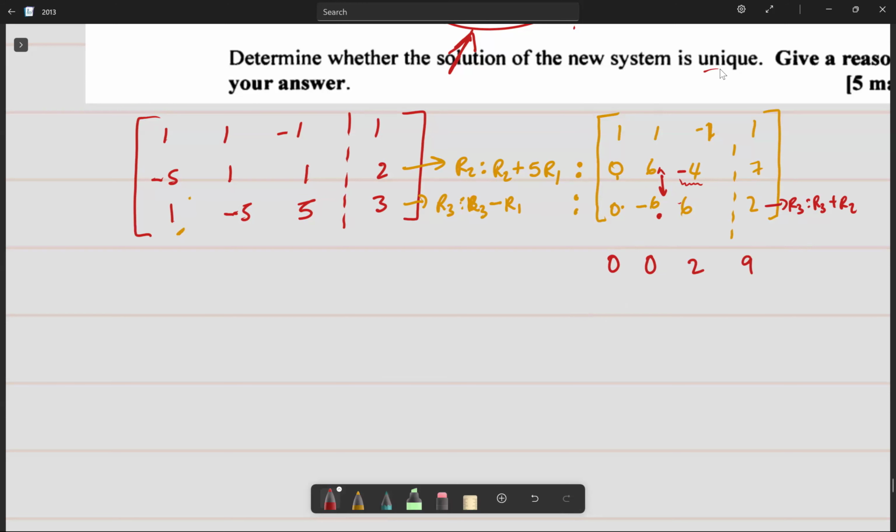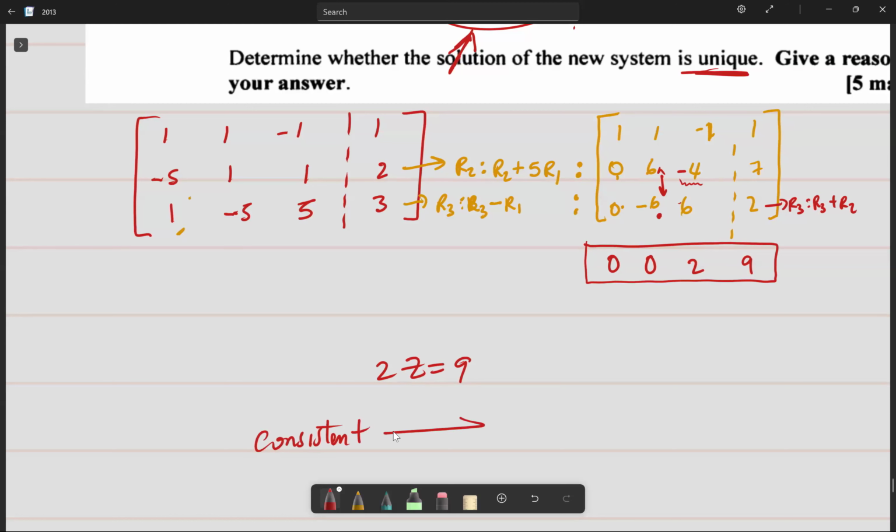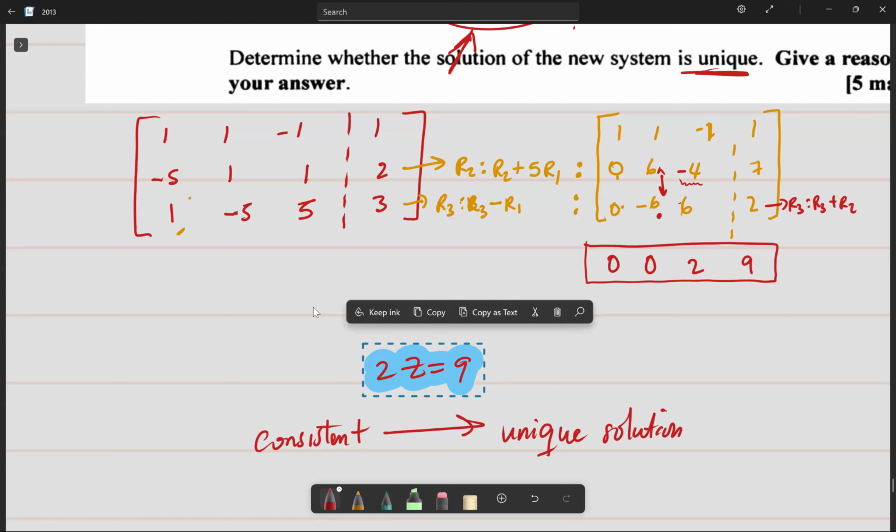Now it asks us about a unique solution. Why does it have a unique solution? Because I have 2z is equal to 9. That's what this says. That last row says that 2z is equal to 9, which, if we have a value for z, then it's consistent, which means that there exists a unique solution. Okay? So since we have a value for z, and these are all linear equations, then they will intersect at one point, and it's unique. Make sense? Any issues with that?